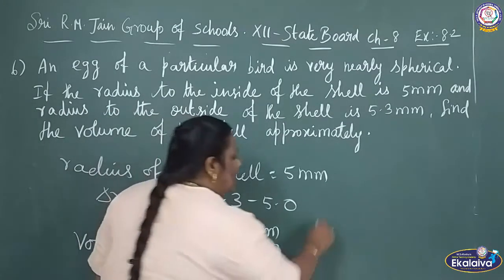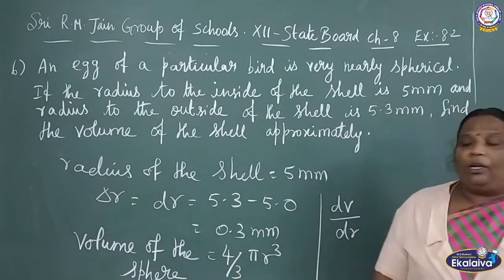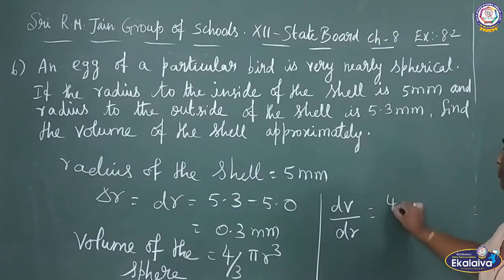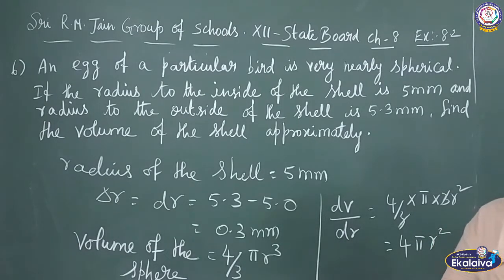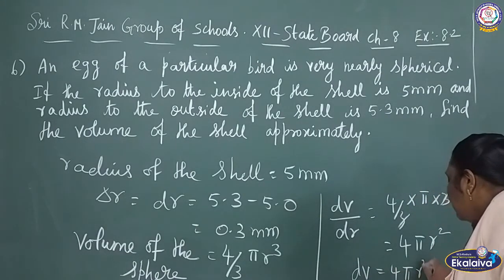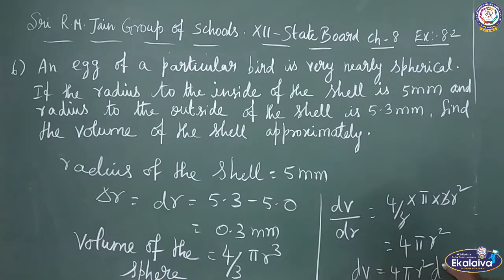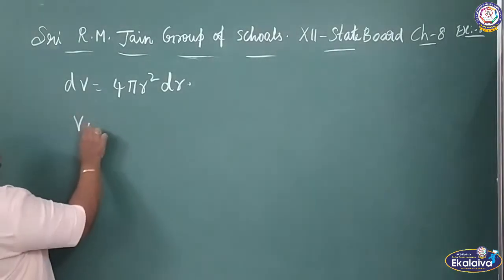So dV by dr, volume with respect to r, gives what? 4 by 3 into pi into 3 r square. The 3s get cancelled. So it gives 4 pi r square. dV equal to 4 pi r square into dr.